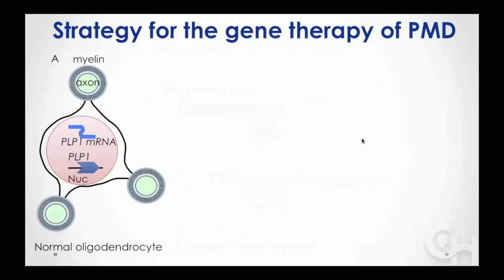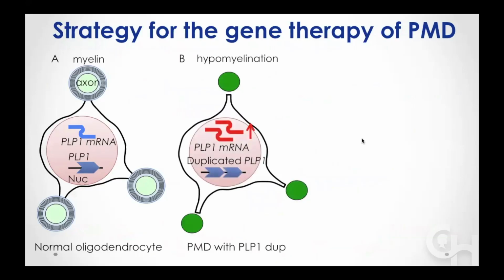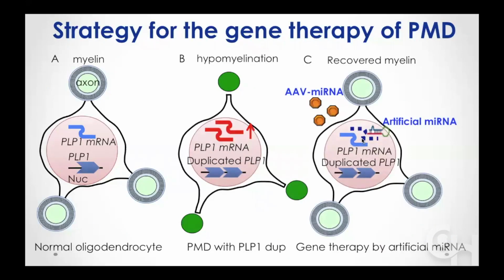This slide shows a schematic strategy of our gene therapy of PMD. With a single copy of PLP1, oligodendrocytes can nicely myelinate axons of neurons. When PLP1 is duplicated, the messenger RNAs transcribed from the PLP1 gene are presumably doubled in amount, which eventually results in failure to myelinate axons, which is termed hypomyelination. To fix this condition, we aim to reduce the amount of PLP1 messenger RNA using artificial microRNA.